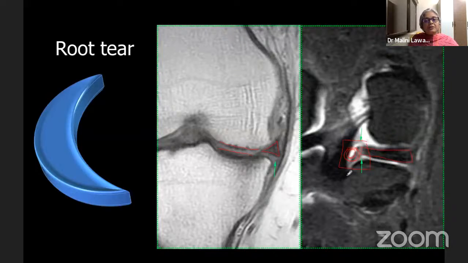A peripheral third red zone longitudinal tear can be repaired. A radial tear or a tear involving the inner portion of the meniscus, a horizontal cleavage tear, one may do only partial meniscectomy. If there is a parameniscal cyst, that also needs to be dealt with, because otherwise that itself can cause pressure effect, mass effect, and lead to symptoms.